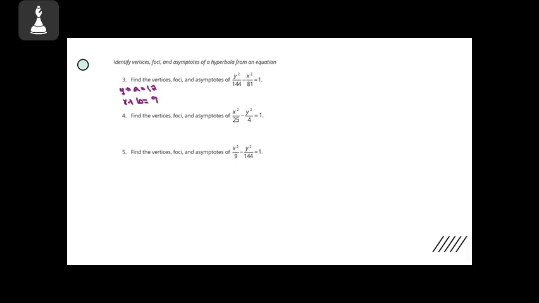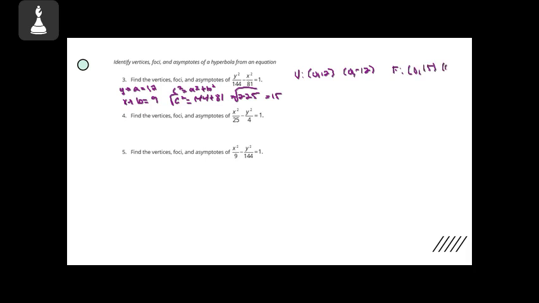I will find c quick. C squared is a squared plus b squared. So I'm going to add 144 and 81. When I add them together, I get 225, which is nice because I can perfectly square root 225 and get 15. So our vertices are on the y's, so 0, 12 and 0, negative 12. We have our foci, which are going to be along that same axis, so 0, 15 and 0, negative 15.